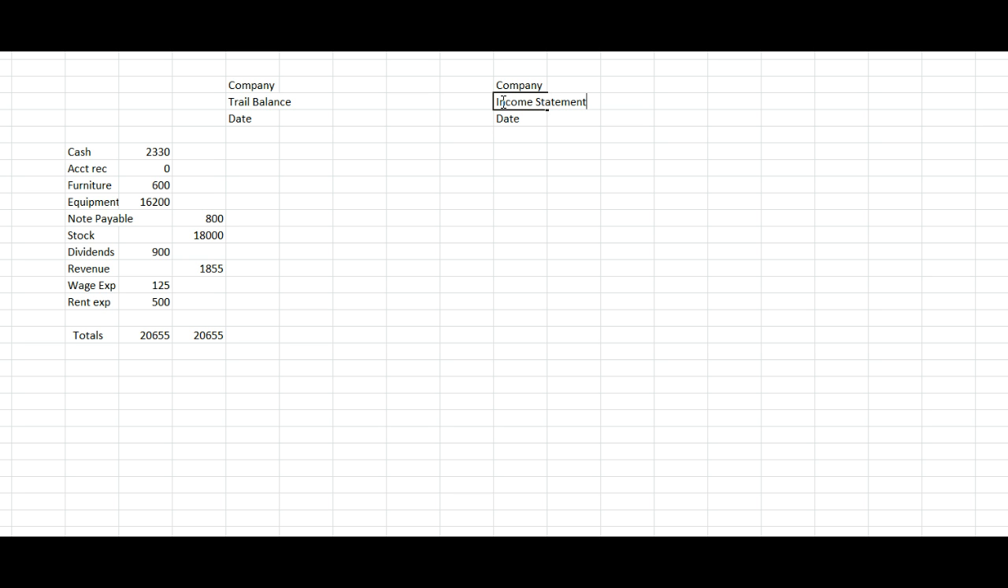Okay? And the income statement is for a period ending a particular day, usually a month or a year. So the income statement has really two parts. It has revenue and it has expenses. Okay, so for our revenue for this particular company, we have to get all this information from the trial balance, so we need to put a trial balance together first.